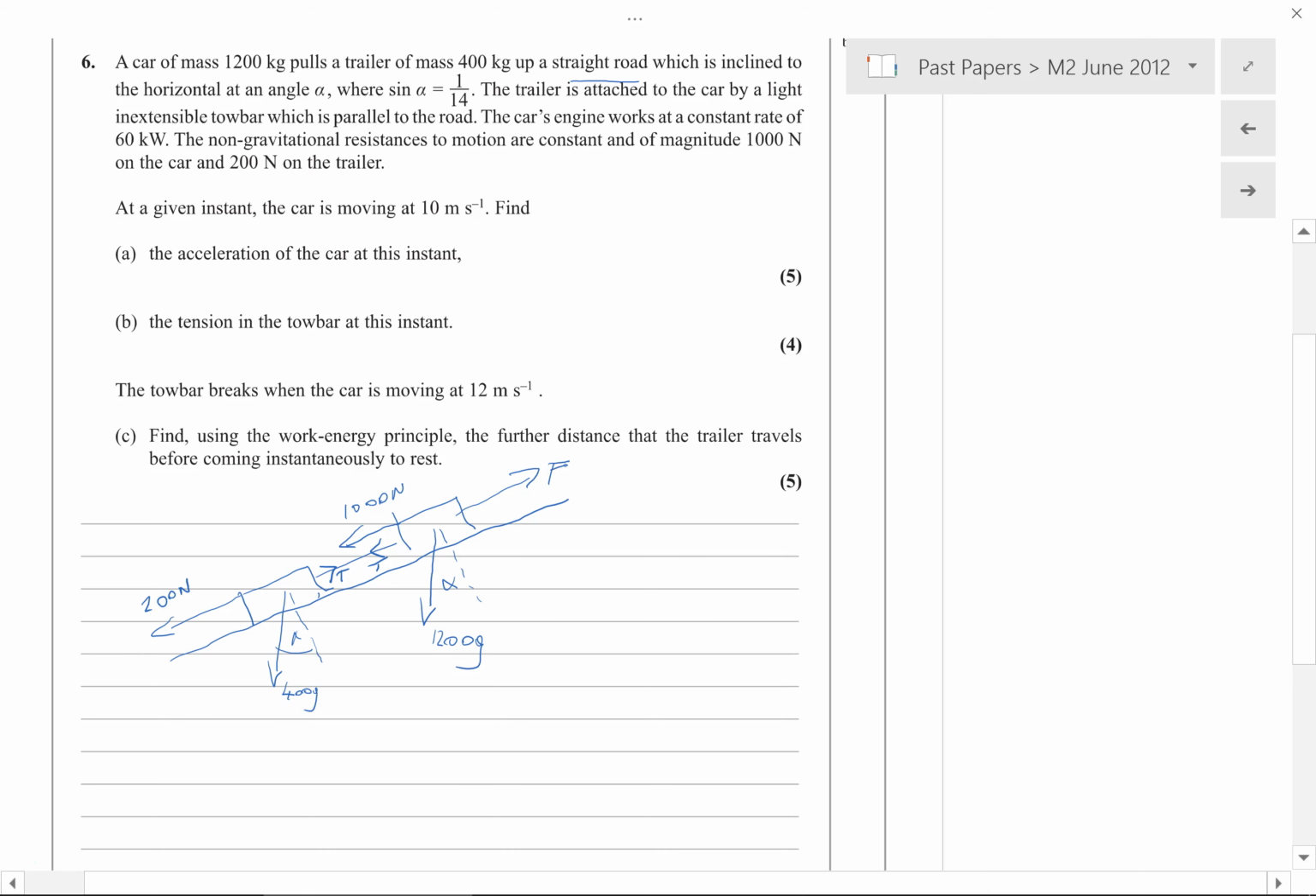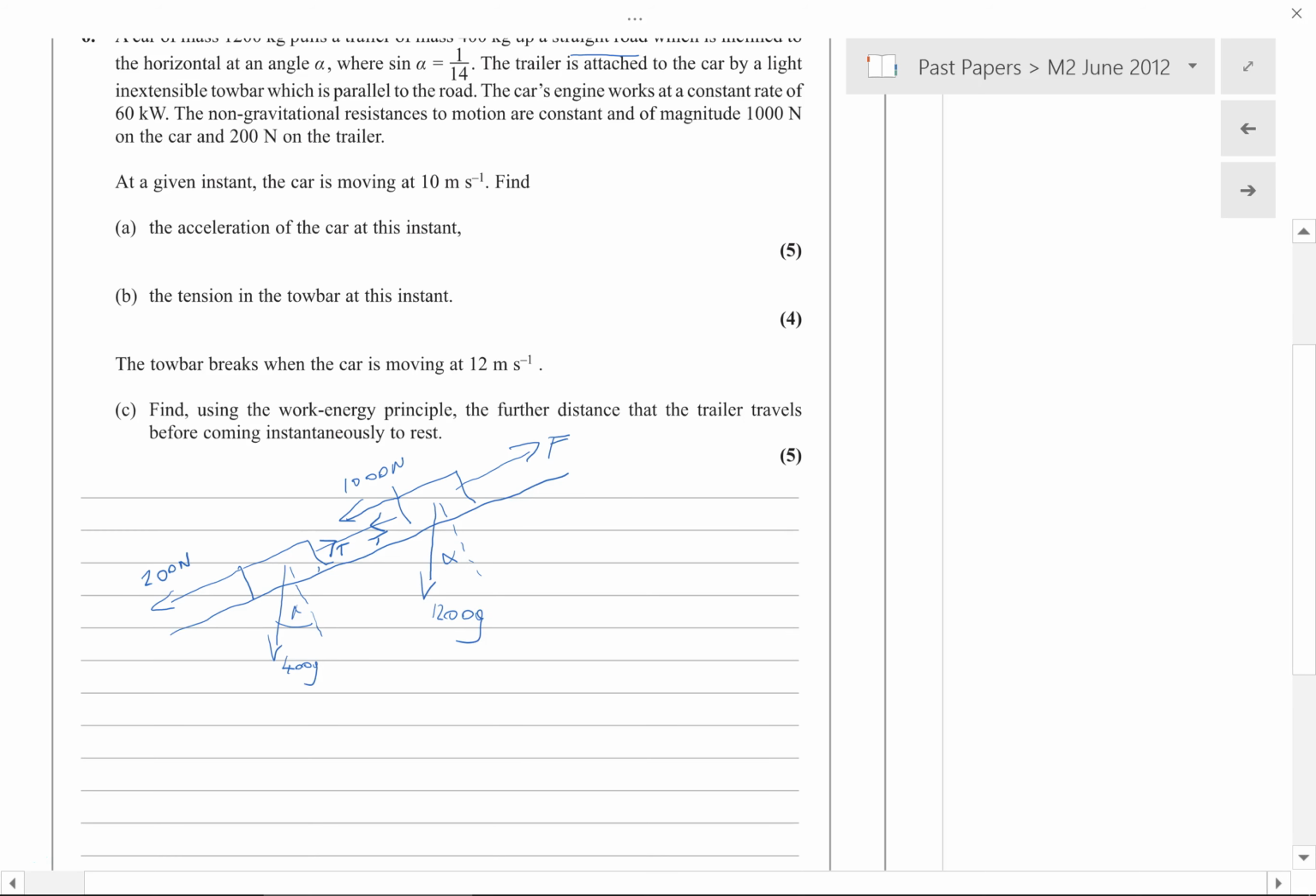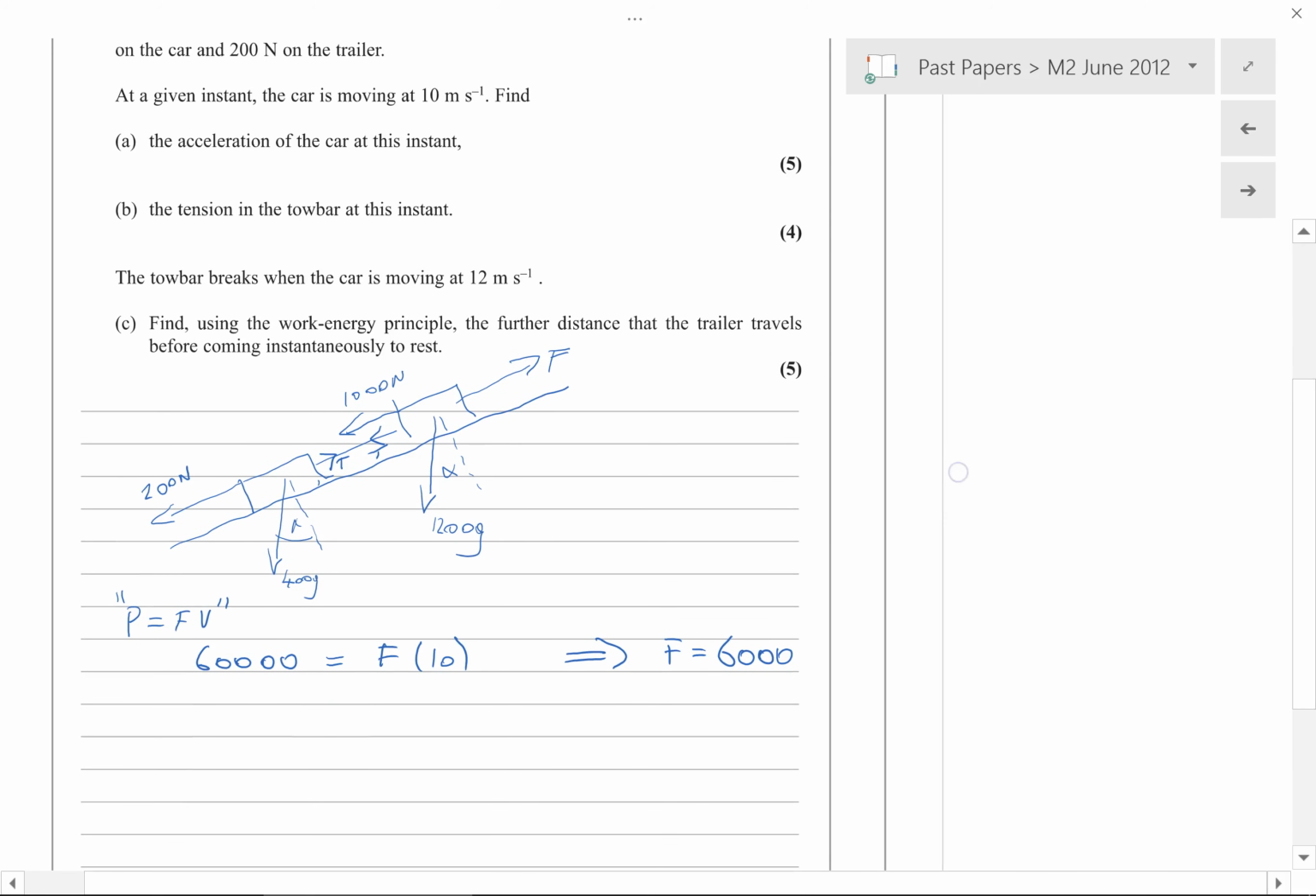Okay, so that's my diagram. Always like to see a diagram. Now, as almost always is the case, it's a case of using P equals FV, and here we've got 60,000 is equal to force times velocity, which is equal to 10. So that gives us F equals 6,000 newtons. Okay, so now we can apply F equals ma, and I think that will get us the acceleration directly.